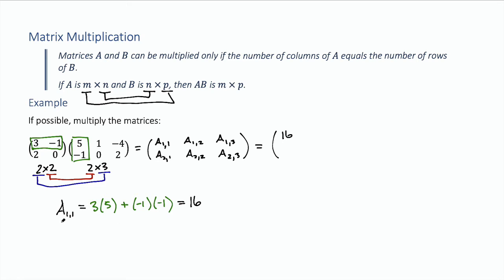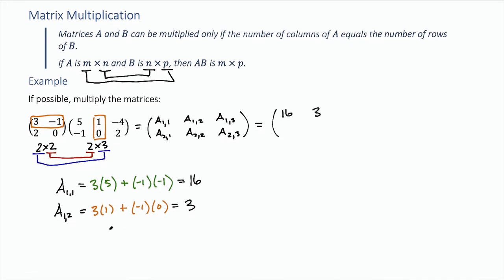For now I'm going to go ahead and get rid of those boxes, and I'll go through and do the next one. So A12. This is the first row of the first matrix, second column of the second matrix. Again we multiply corresponding entries. So 3 times 1 plus -1 times 0. That's 3 plus 0, which is 3. So that's A12, that's my entry right there.